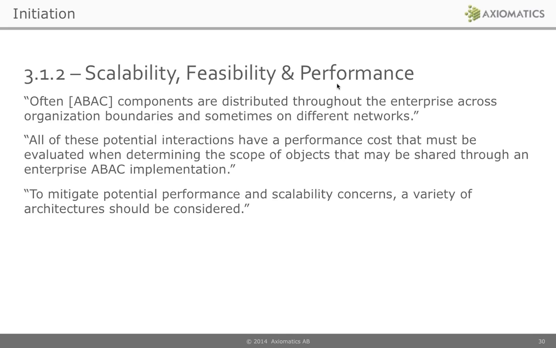So 3.1.2 is scalability, feasibility, and performance. Here they point out some of the potential issues because you're implementing these ABAC components potentially throughout the enterprise, and sometimes across organization or network boundaries. So you have to think about the potential for latency between some of these components. That's something we often get involved with evaluating and analyzing with customers. There are a number of ways to mitigate performance and scalability concerns. Maybe, David, I'll ask you to talk about a couple of those in the next minute or so.